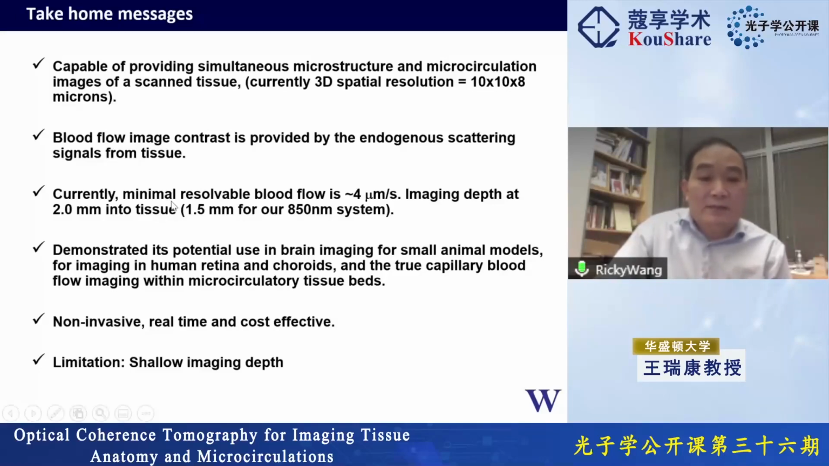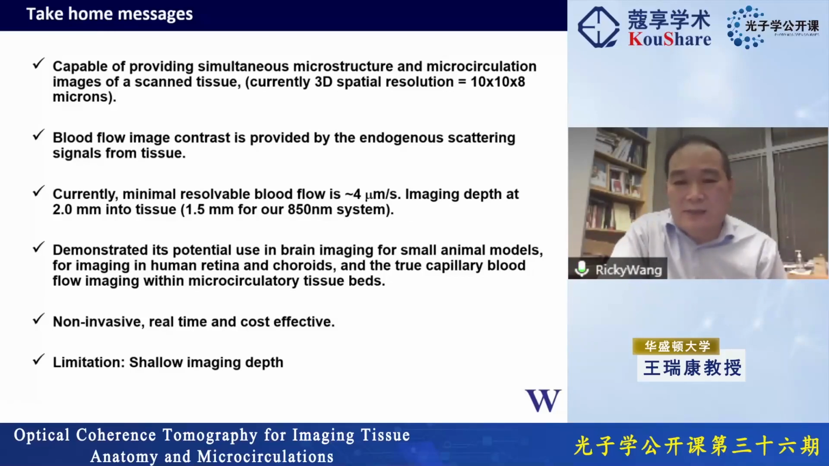And currently, the minimum resolvable blood flow is about 4 microns per second. It's really slow. I will give you an example of what this speed looks like. We know Brownian motion, right? Brownian motion of a particle is on average about 50 microns per second. So you can use OCT to look at capillary blood flow, no problem. So there are lots of applications.